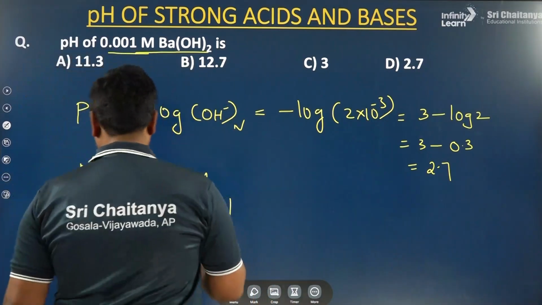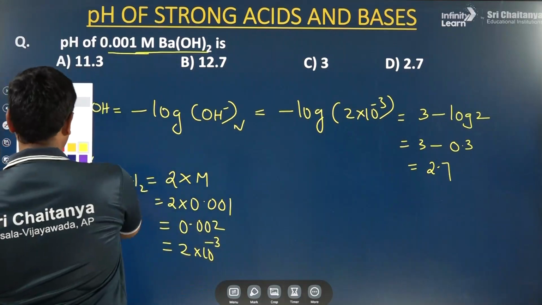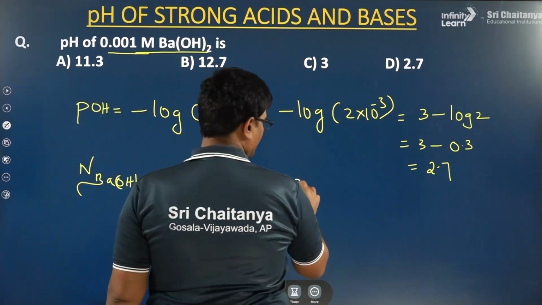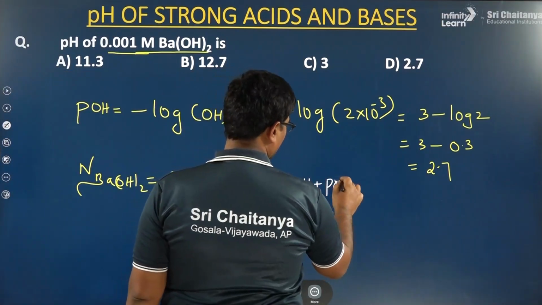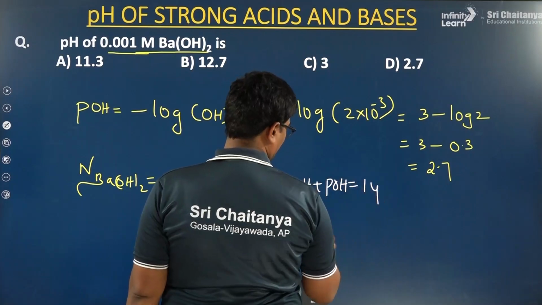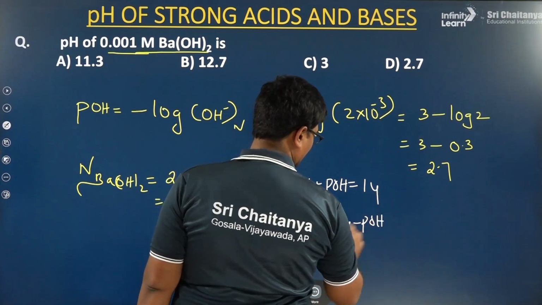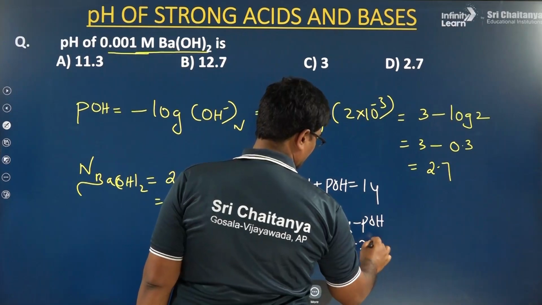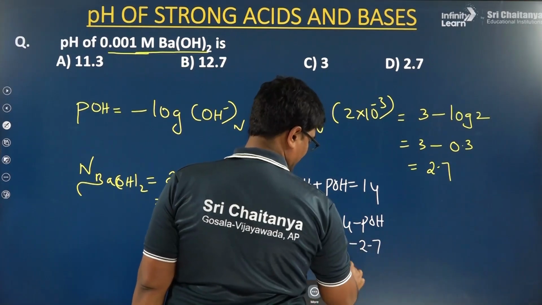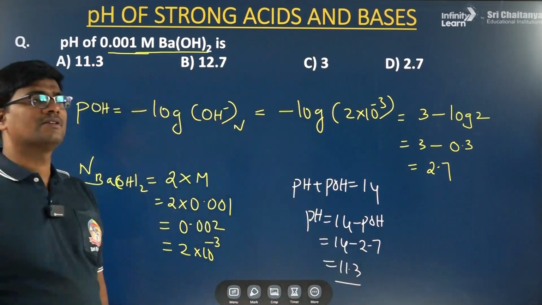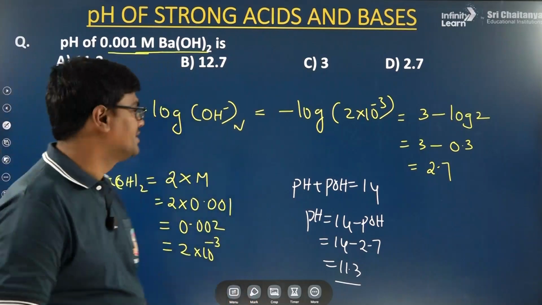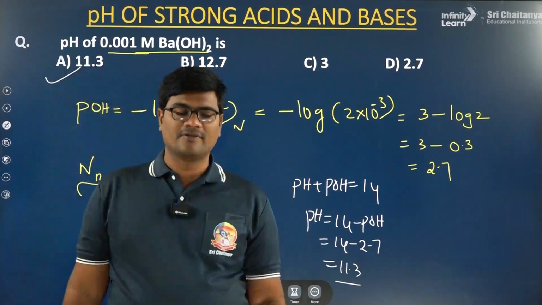Therefore, what is the relation between pH and pOH? The relation between pH and pOH is pH plus pOH is equal to 14. Therefore, pH is equal to 14 minus pOH. That is 14 minus 2.7. That is equal to how much? We are going to get 11.3 as the answer. So, what is the right answer? 11.3, option A. Let's go for the next question.